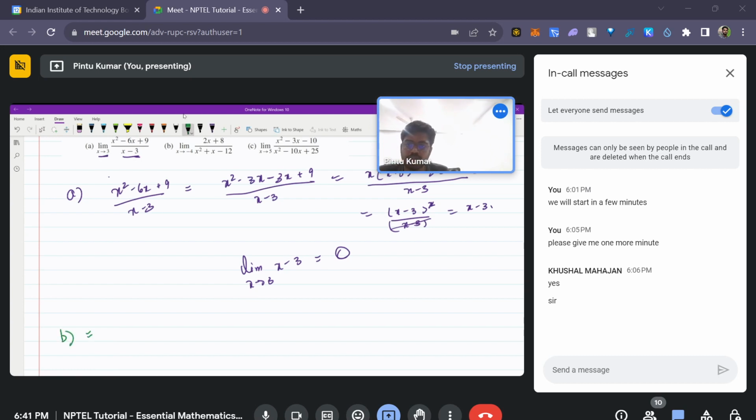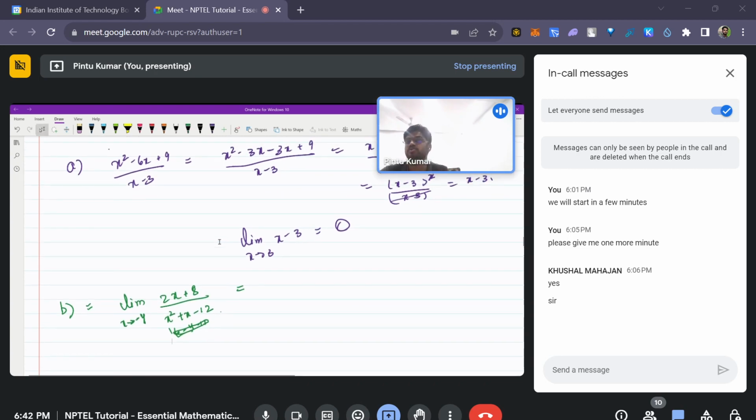So the B part is limit x tends to minus 4 of 2x plus 8 divided by x square plus x minus 12. Now again, if you directly put the value of minus 4, then the denominator is 16 minus 4 minus 12. The denominator will become 0 and hence this limit won't be defined. So again we want to split the higher order term. The first term is just a polynomial on the top. In the denominator you now have a degree 2 polynomial. So we will try to split the second term.